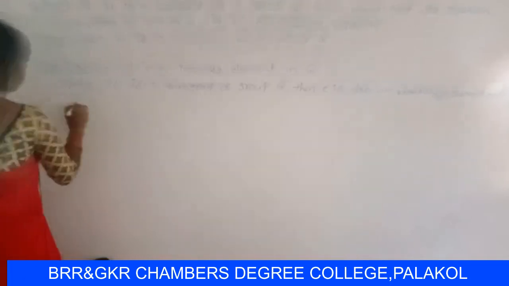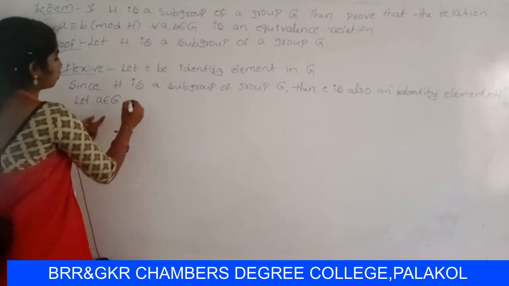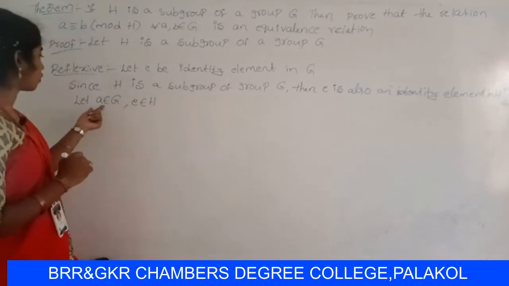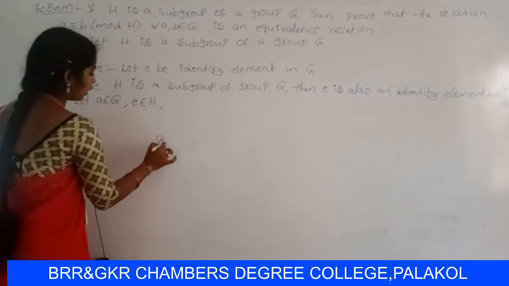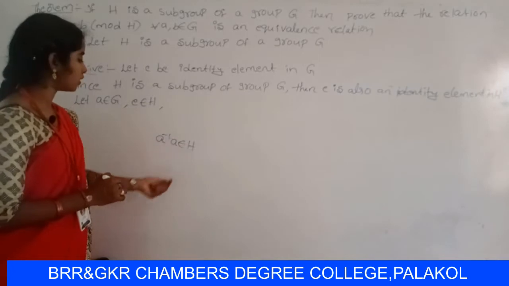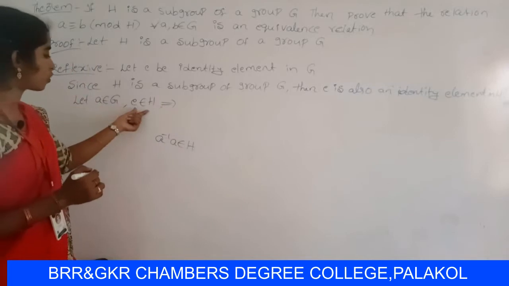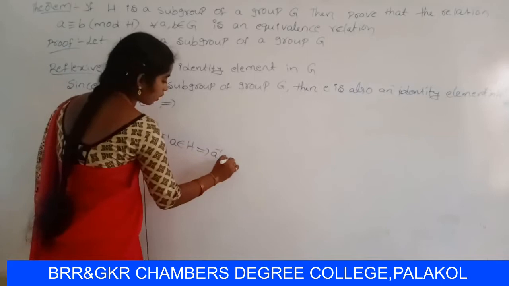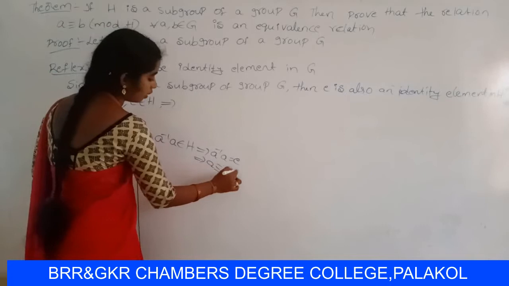So let A belong to Z. Already we know that E belongs to H. A belongs to Z, E belongs to H. So already you know that A inverse A belongs to H. So this can be written as A inverse A equal to E. So this can be written as A congruent to A modulo H.